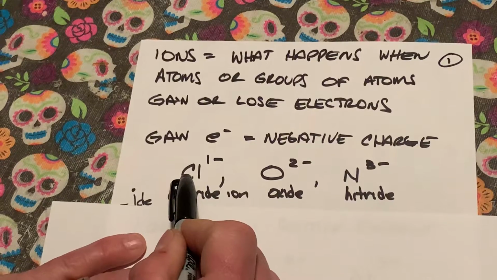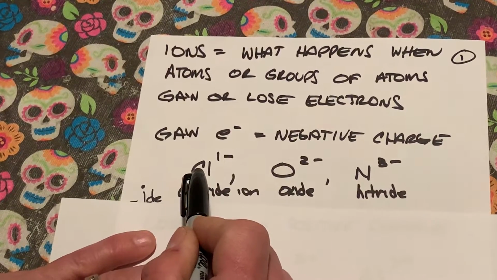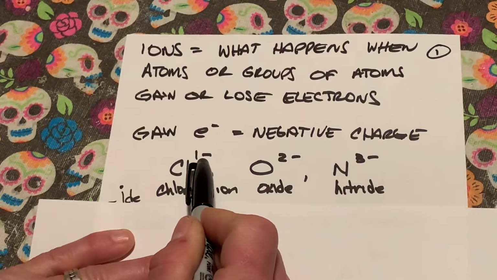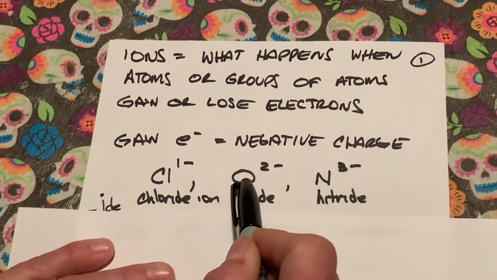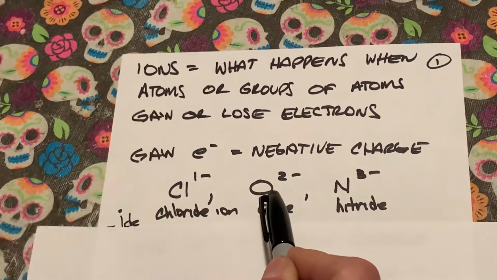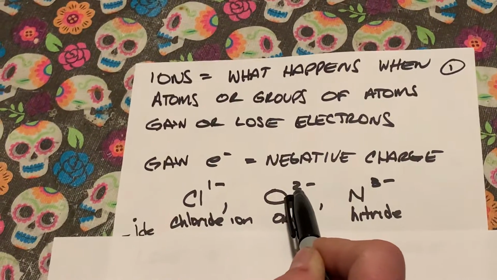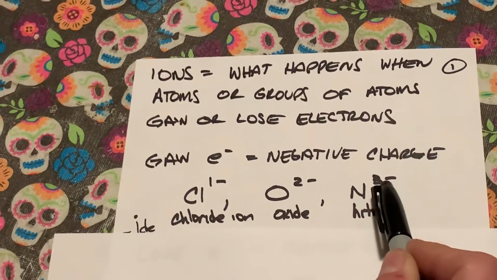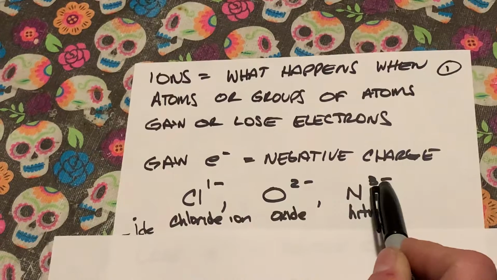First of all, chlorine in group 17 has 7 valence electrons. If it gains one, it's going to have an overall -1 charge. Oxygen in group 16 has 6 valence electrons, so it will gain 2 electrons to become -2. And then nitrogen in group 15 will gain 3 electrons to become -3.